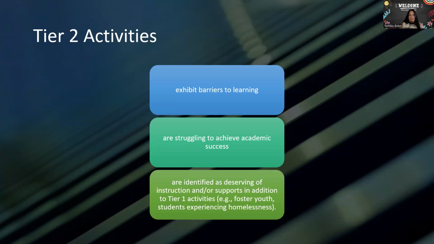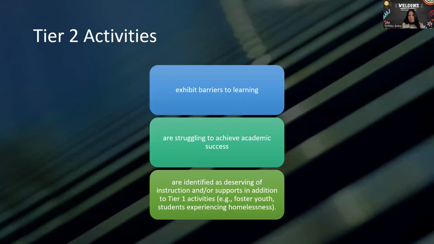So once we're at this Tier 2, which is what the screen is saying, we are looking at what the barriers to learning are. What is causing this group of students to not be able to retain the information or practice or utilize it? Maybe they just need more practice. Are the students struggling to achieve academic success?